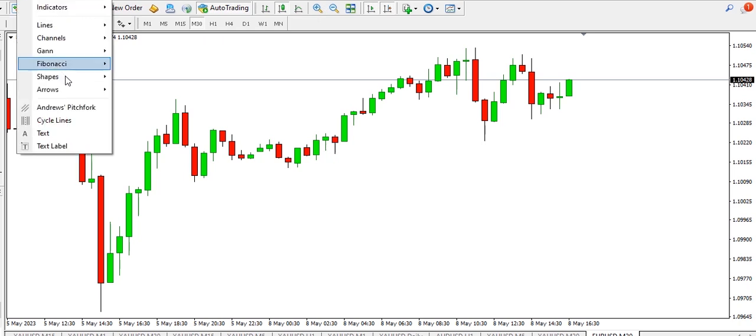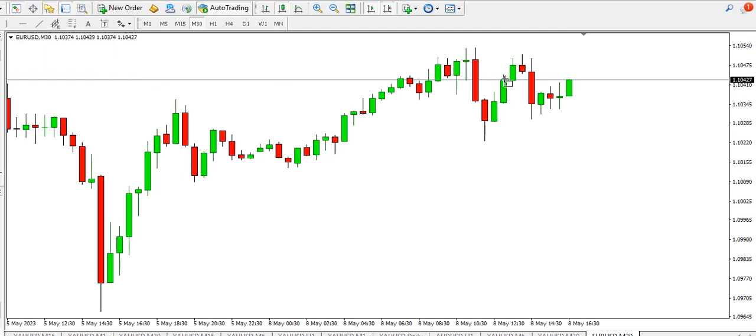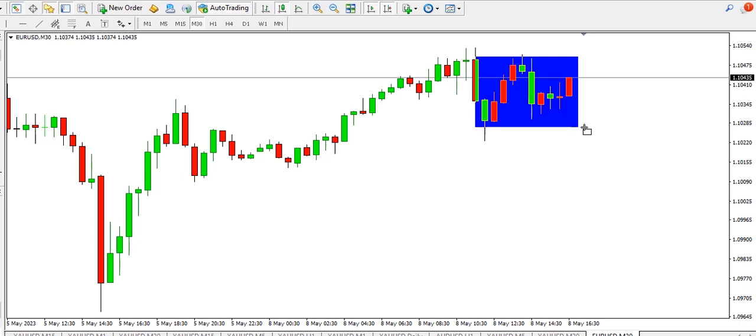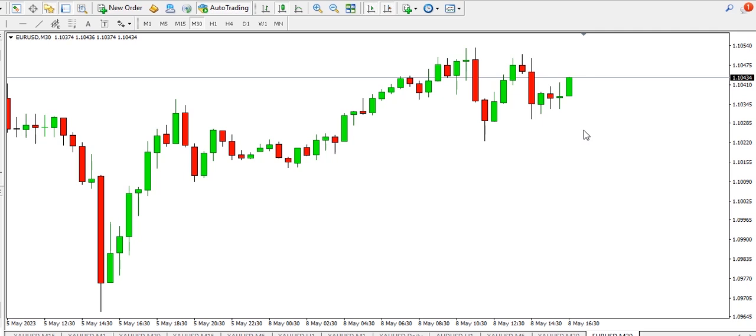What do I mean by equilibrium? I mean range, equal buyers and equal sellers. They're trying to push price up, push it down, push it up, push it down. The sellers will come at the top, push it down. Buyers come at the bottom, push it up. So when you have a breakout of this range, that's when you can now trade, whether you trade to the upside or to the downside.